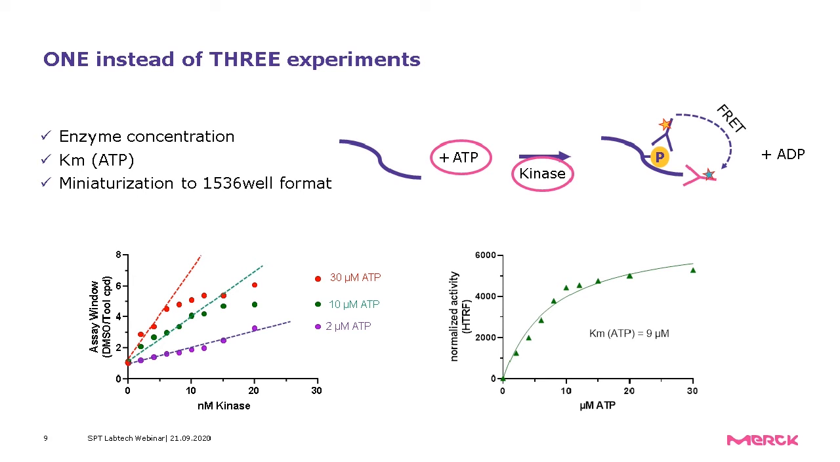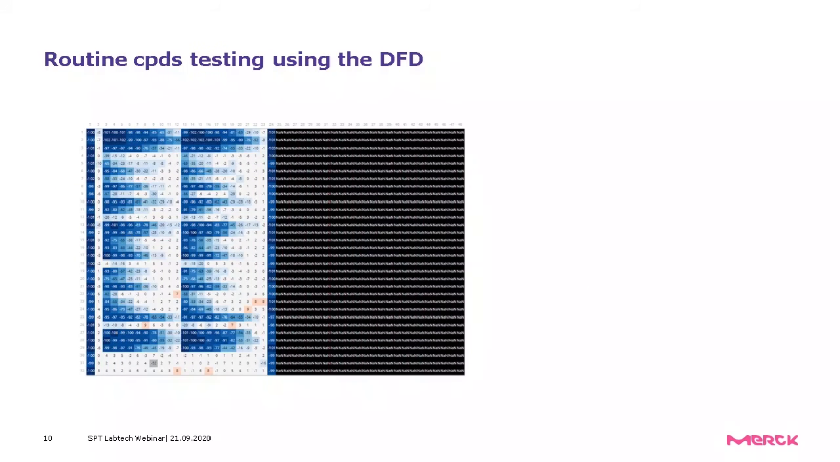A nice advantage of the Dragonfly Discovery is that you can not only use it for assay development, you can actually also use it for compound screening in a higher throughput. So since we have this assay already developed in 1536 well format, we used this assay now also for routine compound testing. What you can see on this slide here is a 1536 well plate, and we used here only the left side of the plate, and we tested compounds here.